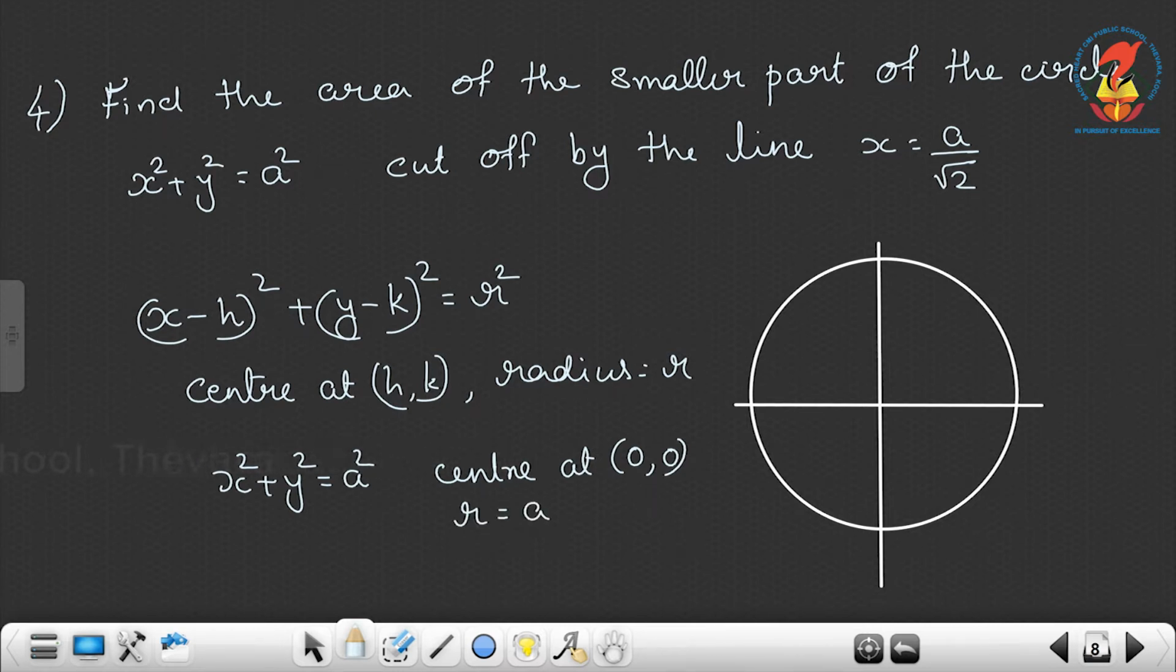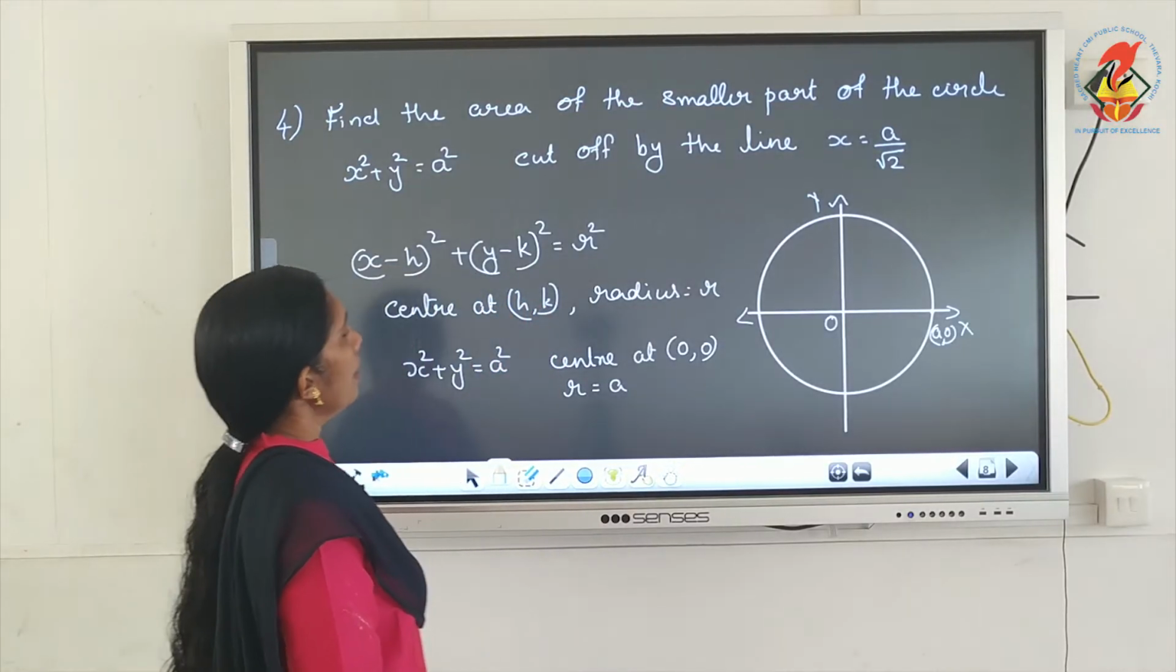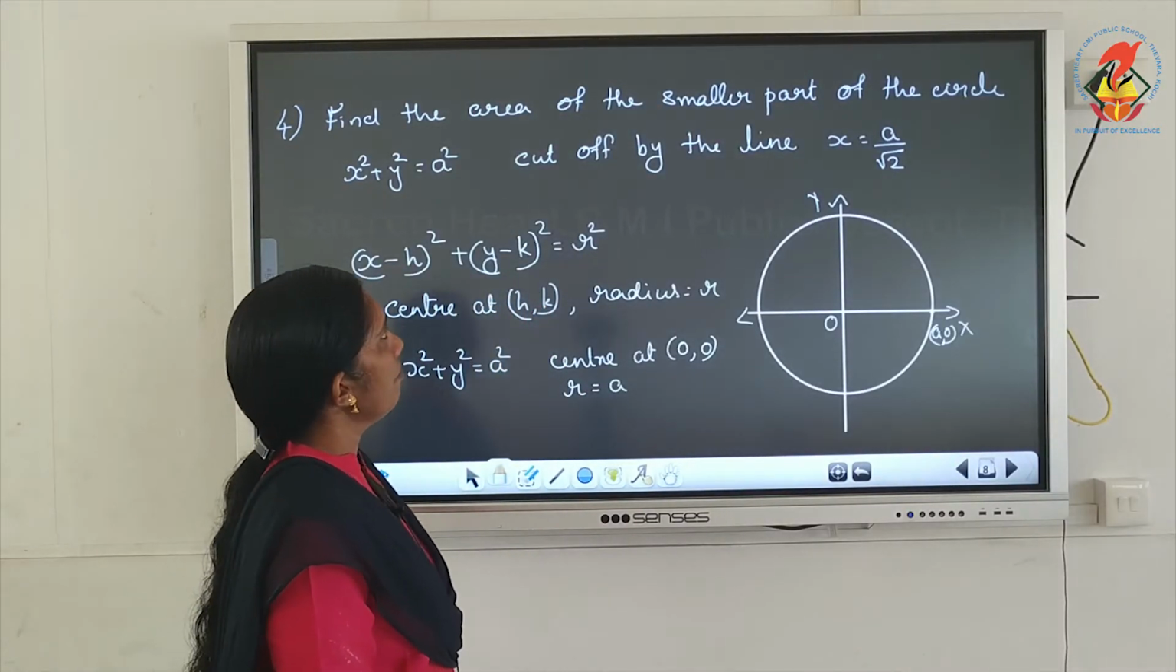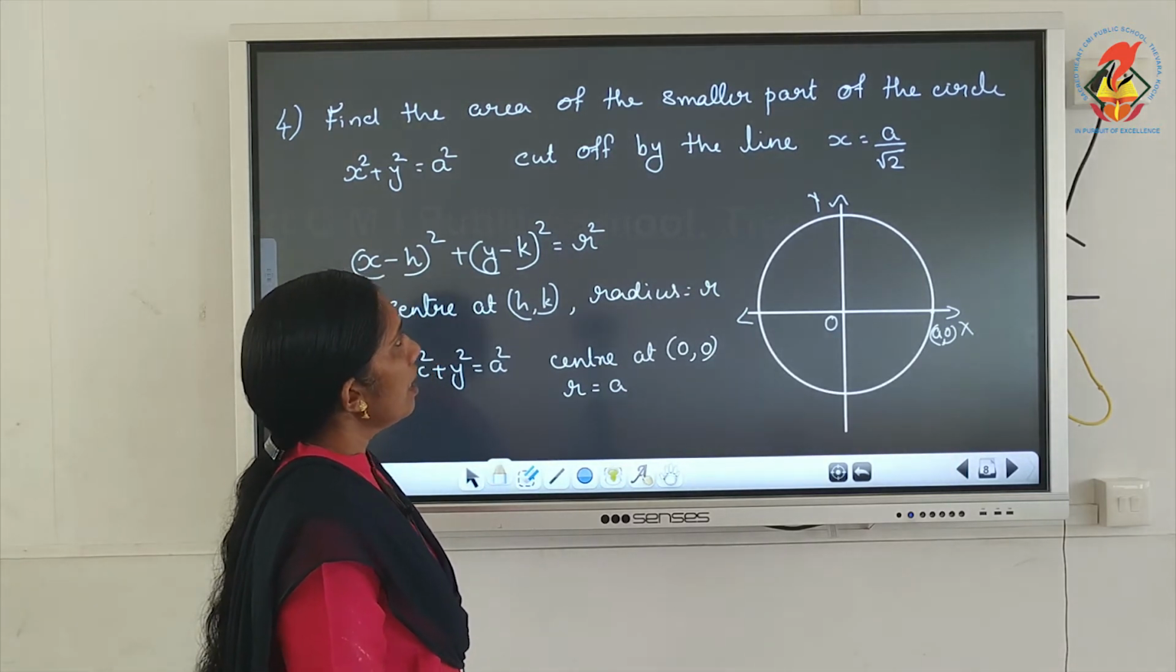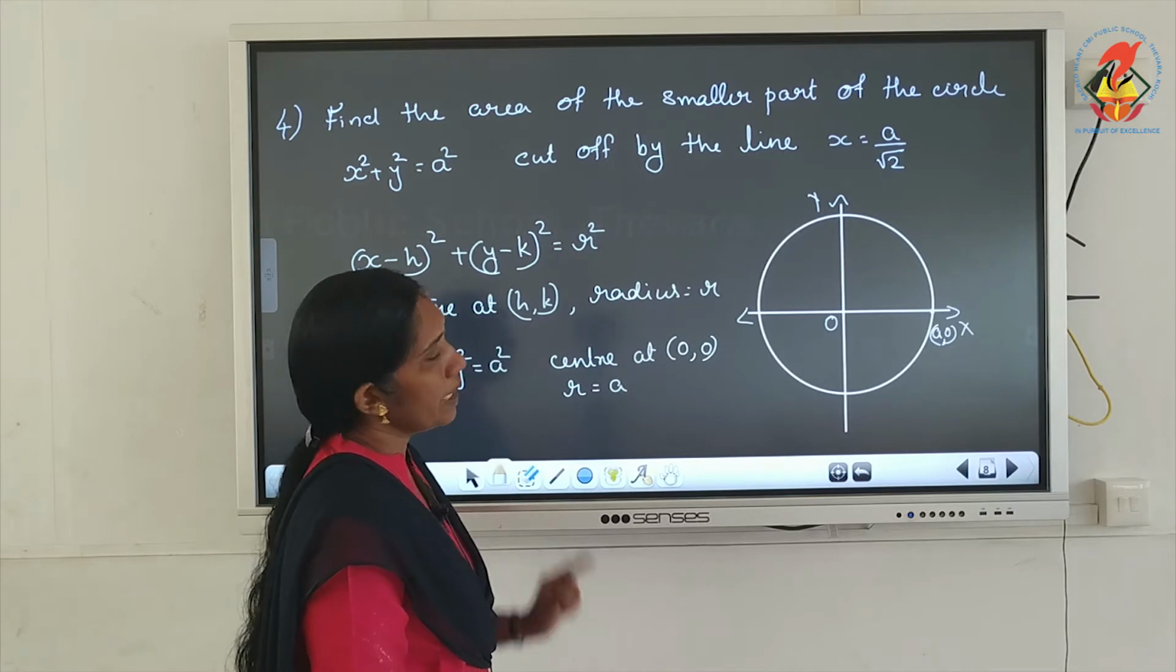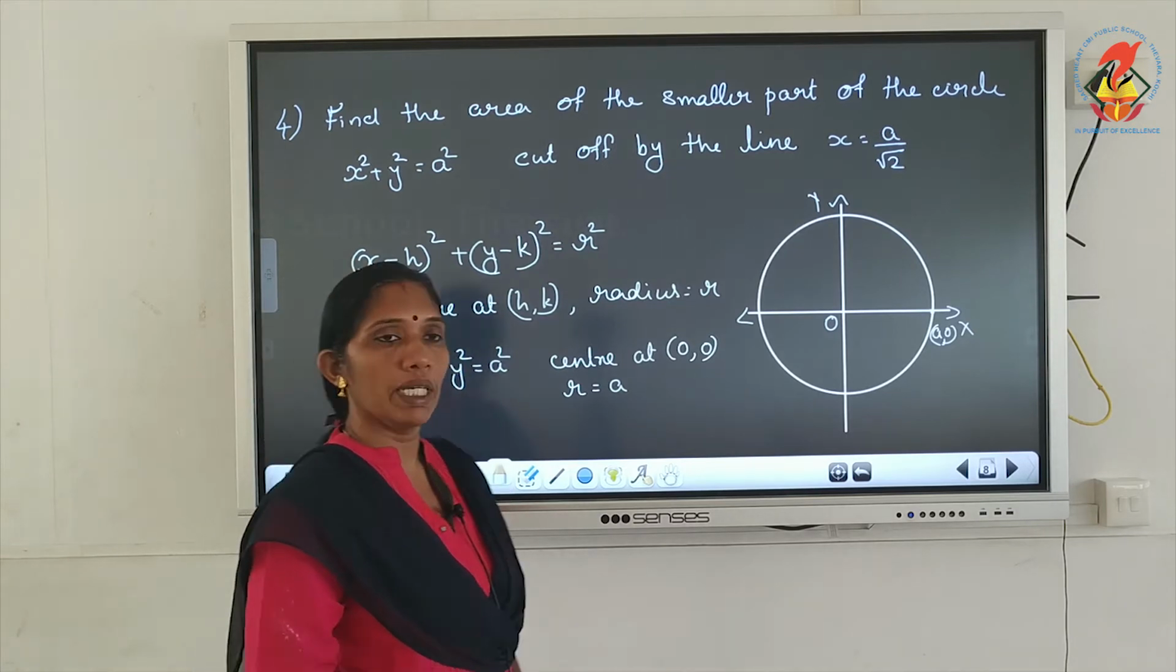So that's why in this figure, this is the x-axis, y-axis, the center at the origin, and the radius is a. So this is a, that is a, or I can take this point as (a, 0). Okay. Now what is given in the question? Find the area of the smaller part of the circle cut off by the line x is equal to a by root 2.